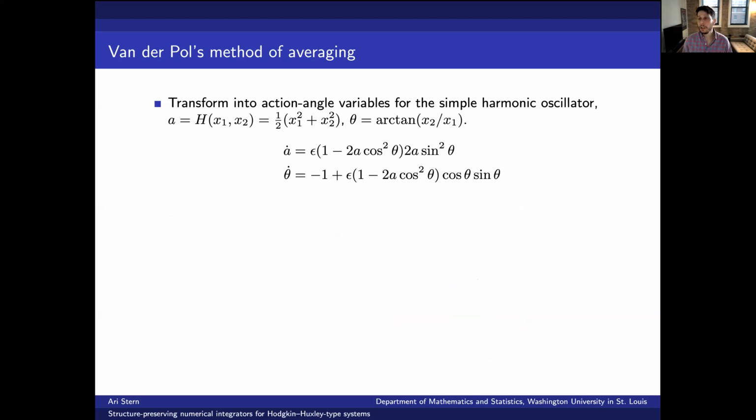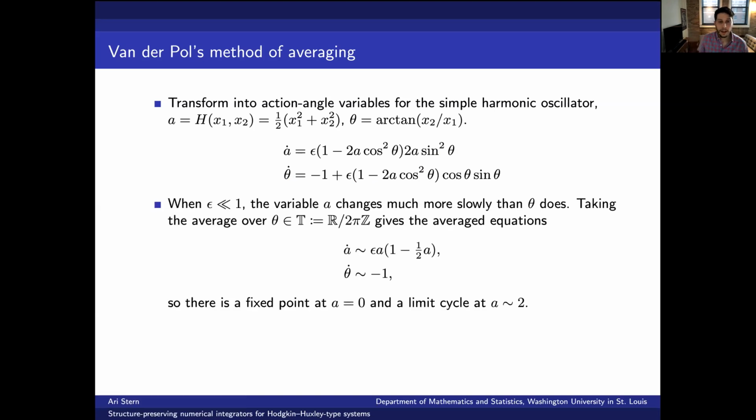So the way that van der Pol analyzed this behavior, why is it the case that we have this fixed point at 0 and this limit cycle with a radius approximately 2? Well, we can take the van der Pol equations and transform them into these action angle variables, a and theta. Right? And now we no longer have a dot is equal to 0. A dot is this expression involving epsilon. And we have this expression for theta dot. And when epsilon is very small, right, we can see that the variable a changes much more slowly. It changes on the order of epsilon, where theta dot is O of 1.